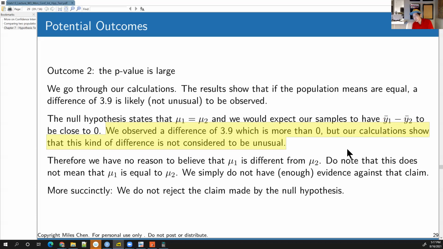So in that case, we're going to say, well, we don't have any reason to believe that mu1 is actually different from mu2, okay? Because if mu1 and mu2 are the same, it could still produce a difference of 3.9 just by random chance. It doesn't mean that mu1 is actually equal to mu2, right? We're not saying that. We're just saying that if mu1 and mu2 were equal, that hypothetical scenario could still produce differences of 3.9. At this point, we just don't have enough evidence to go against that claim, right? And so our conclusion here is we're not going to reject the claim made by the null hypothesis.